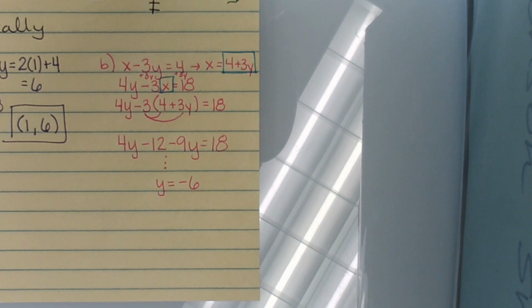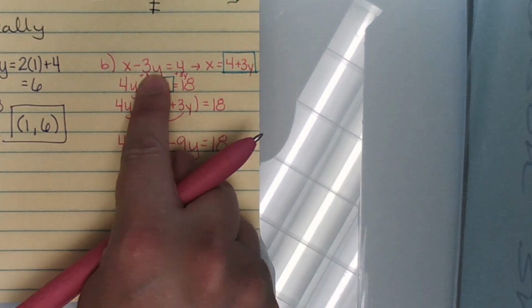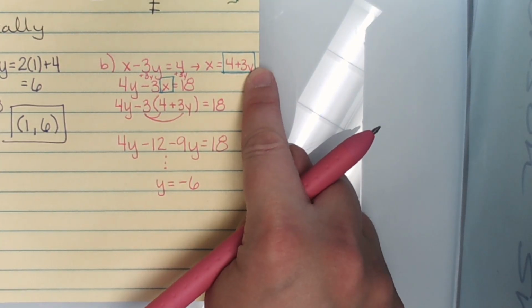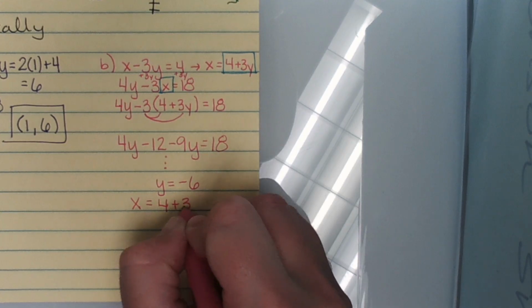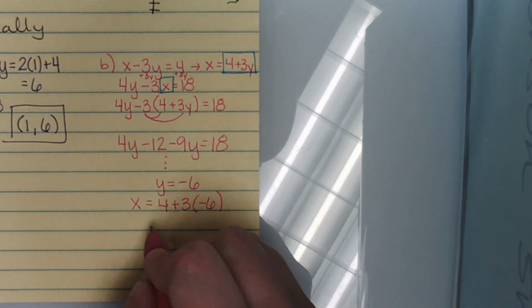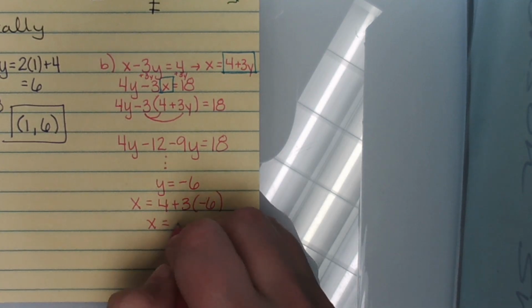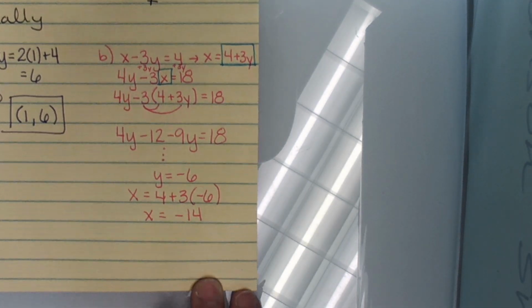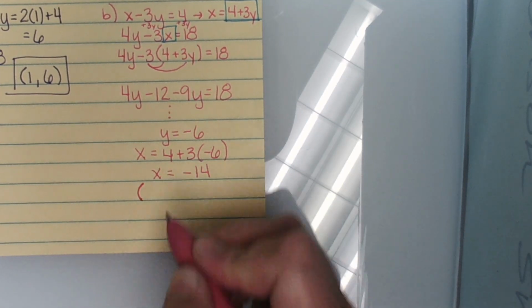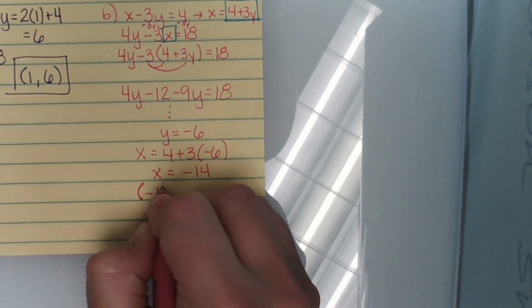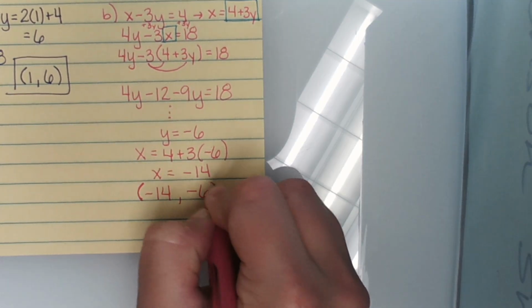Am I done? What else do I need? X. You can plug it back into either original or the version where X is alone. The X is alone version is going to be the easiest one. You will get that X is negative 14. Make sure you write your solution as a coordinate point. What number is going to go first? Negative 14. X and then y. Every time.